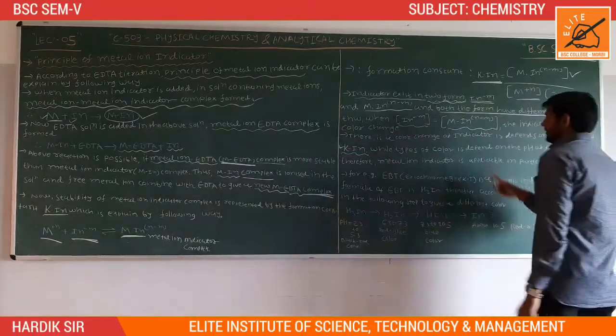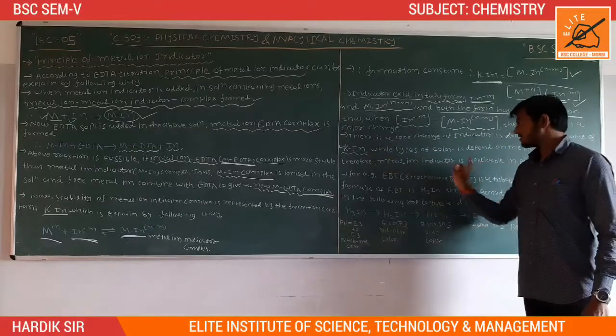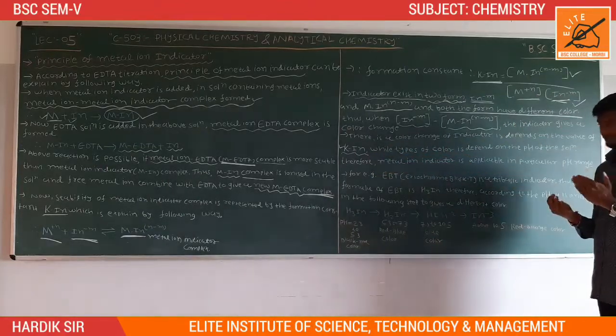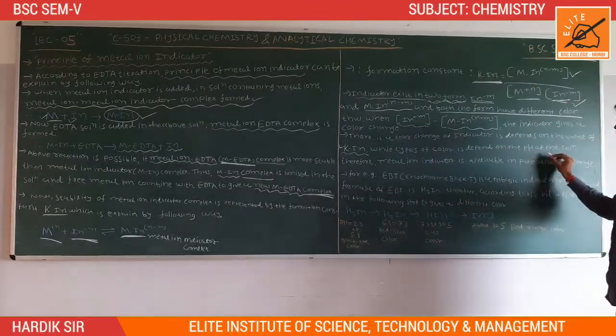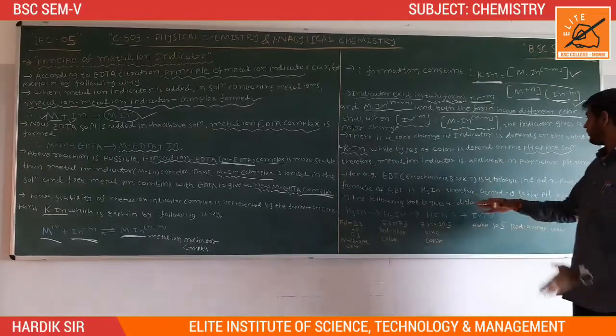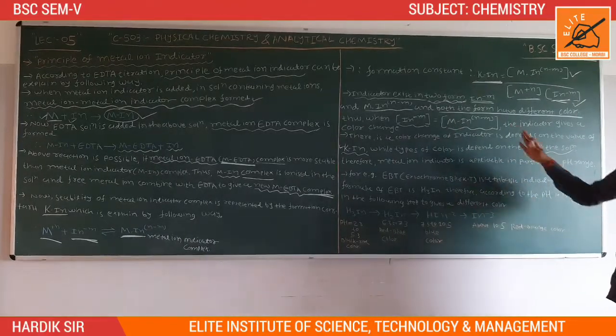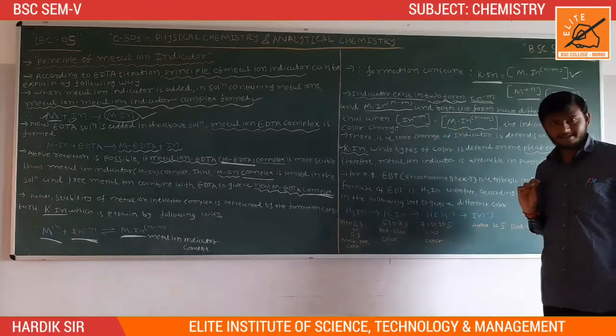The color change of the indicator depends on the formation constant, while the type of color depends on the pH of the solution. The type of color depends on the pH of the solution, and the color change of the indicator depends on the value of the formation constant.